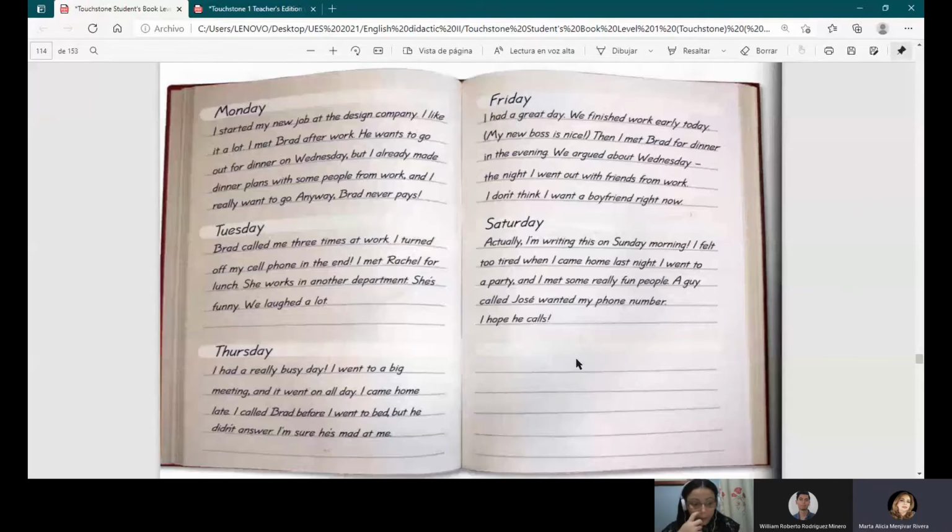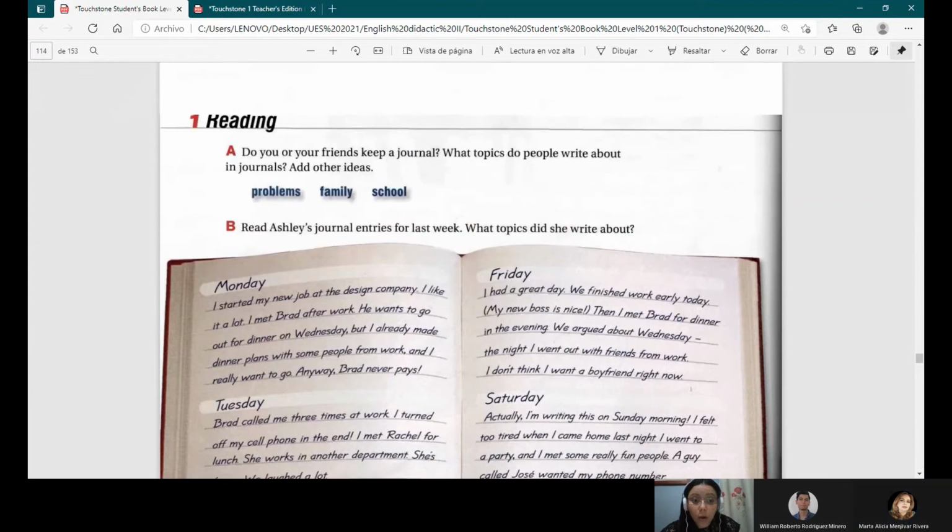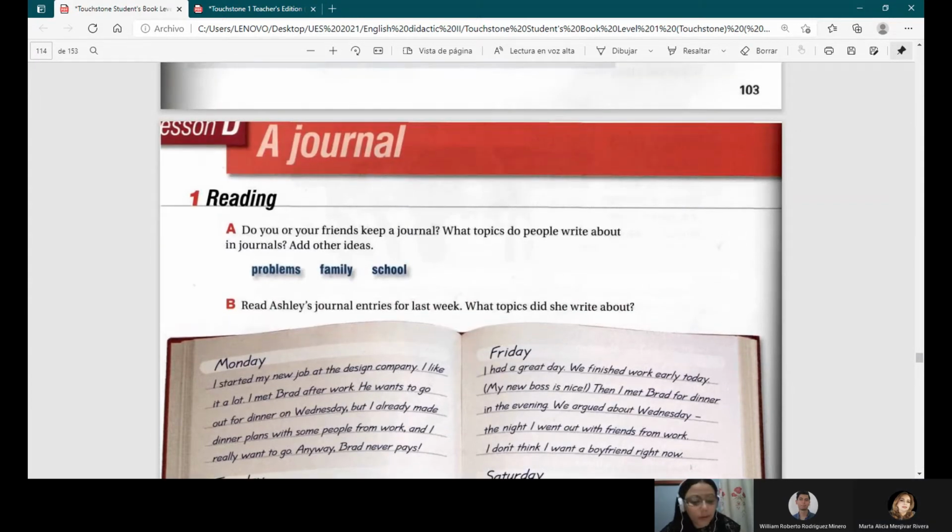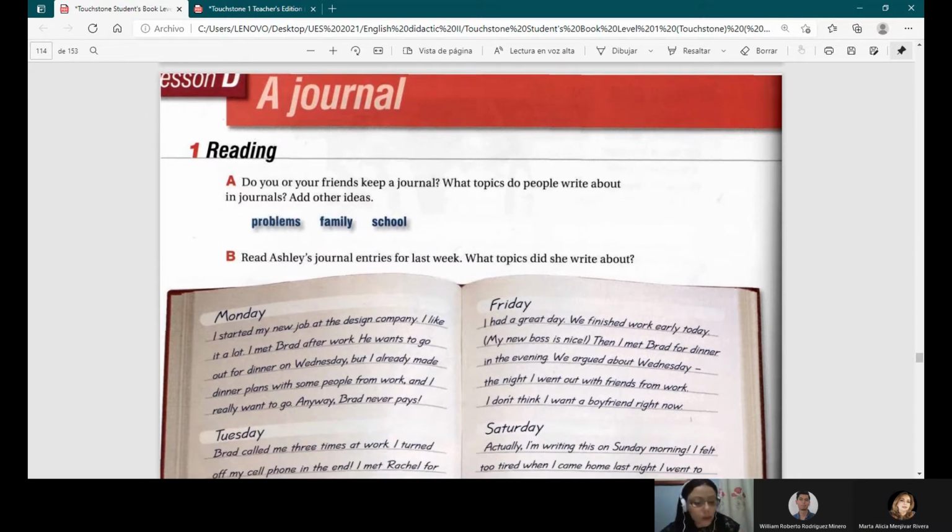For this, we're going to open our student book, please, on page 104. Got it? Yes, excellent. 104. Okay, now we're going to see a very important theme for today. It's a journal. As Marta said before, journal is the theme that we're going to develop in this opportunity. And I'm going to ask you a question.